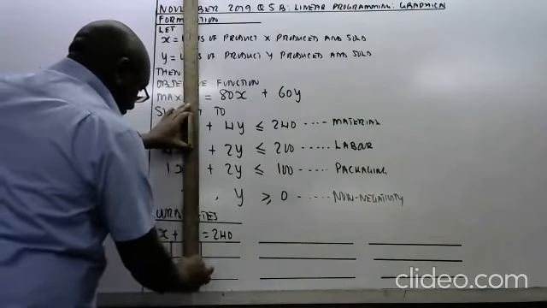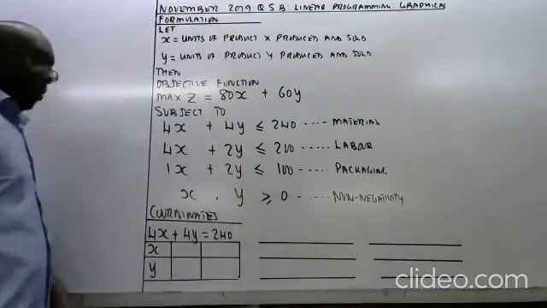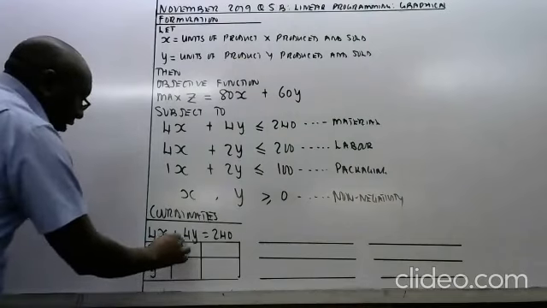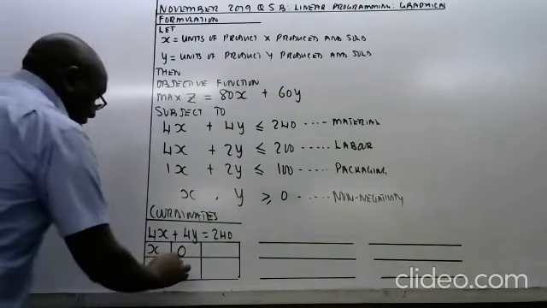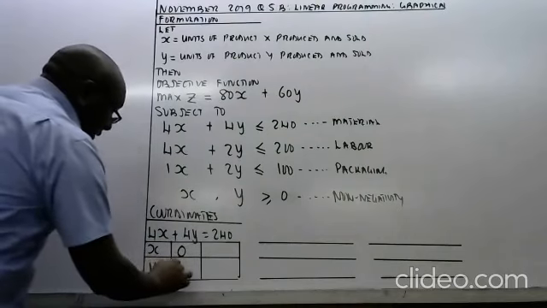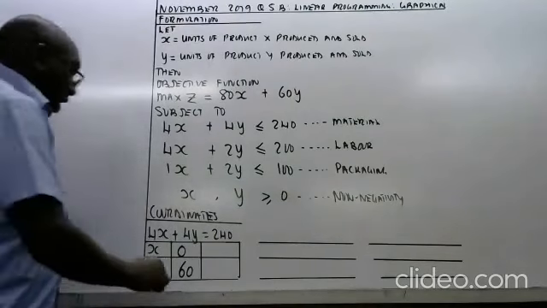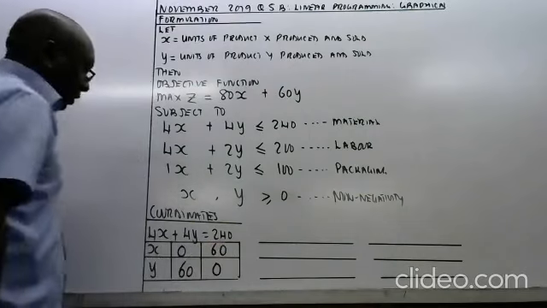We divide it into 2, whereby you say if x is 0 here, y will be 240 divided by 4, which will be 60. And if y is 0, then x also will be 60.